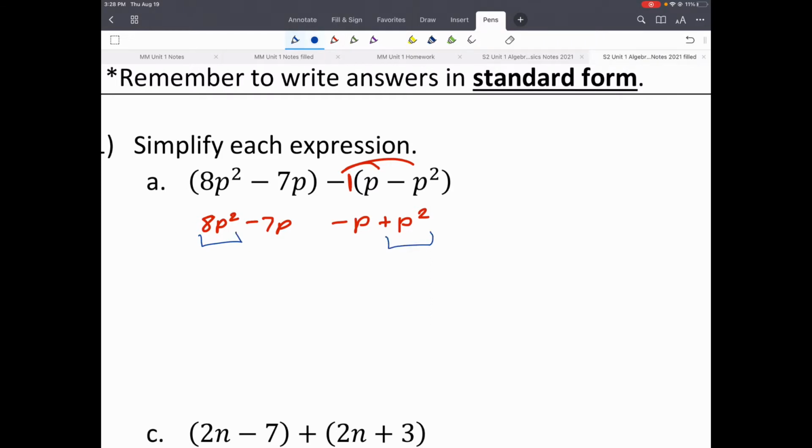So 8p squareds, and we're going to add one more p squared, and that should give us 9p squared. And then here we have our p's. -7p, and then we're going to take away one more, so that'd be -8p. And we're good to go. Okay, so make sure we put it in standard form. That's what we have right there.